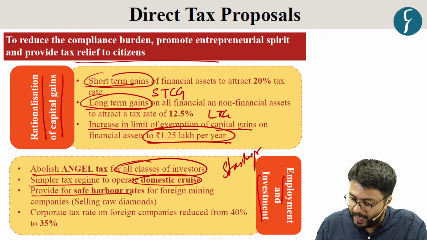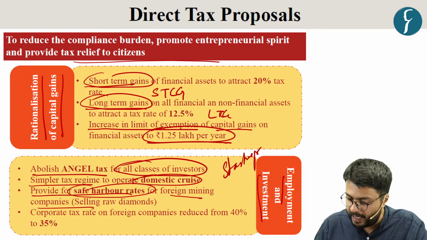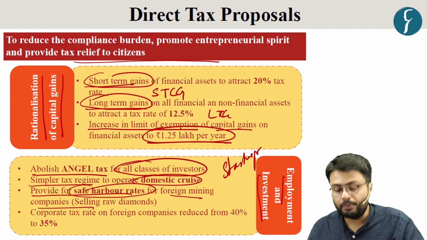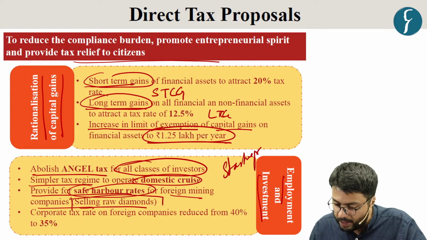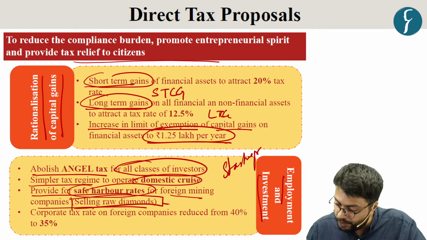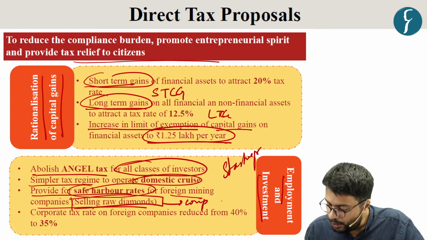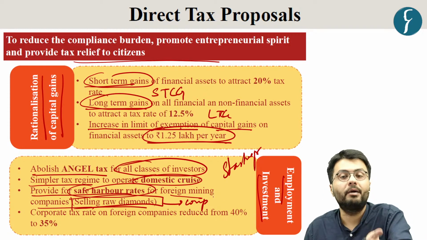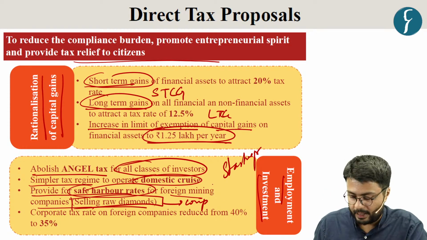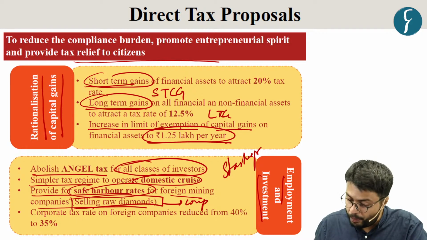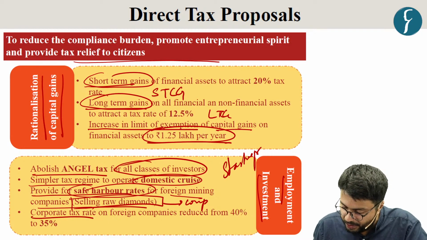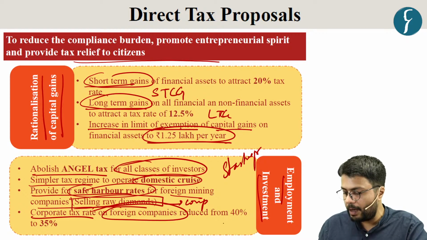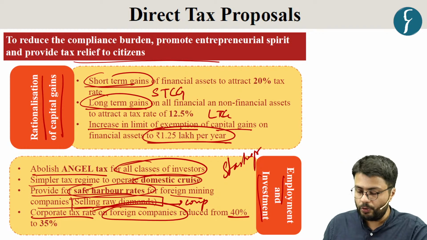Further, by providing safe harbor rates to foreign mining companies, it will enable these mining companies to sell raw diamonds into the Indian market, which will again enable companies to export more and more polished diamonds into other export markets. Also, to promote foreign investment, the government has reduced the corporate tax on foreign companies from 40 to 35%.